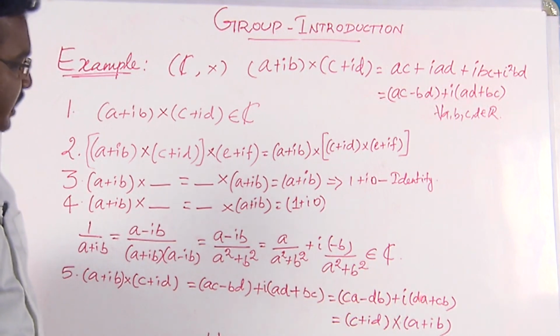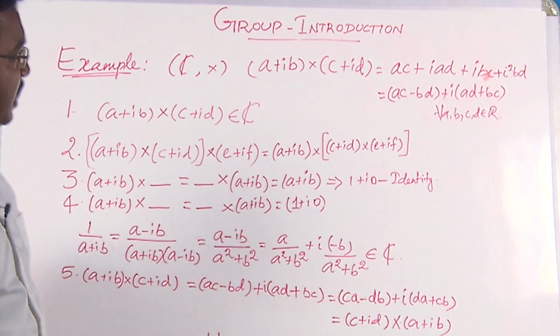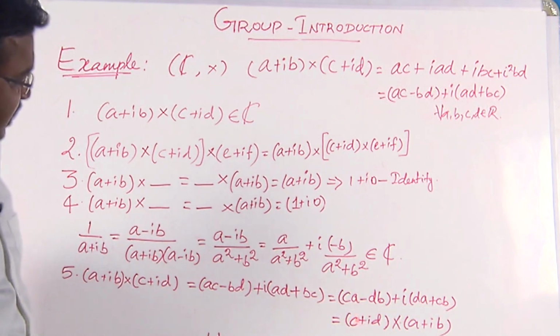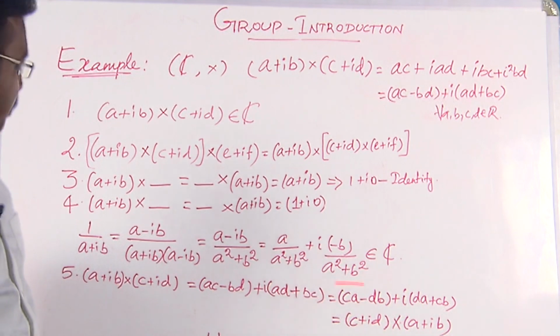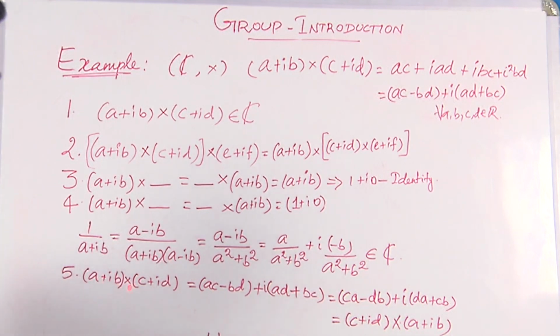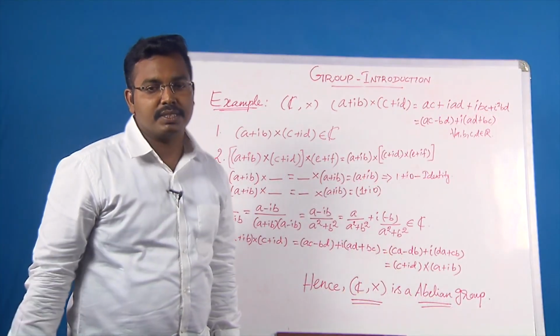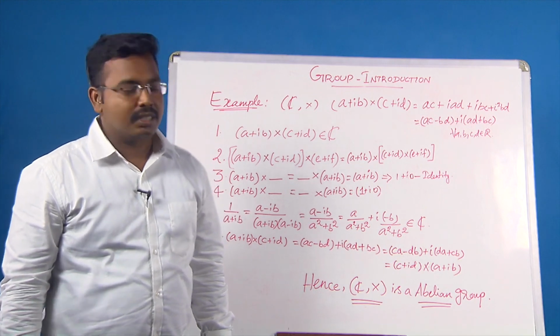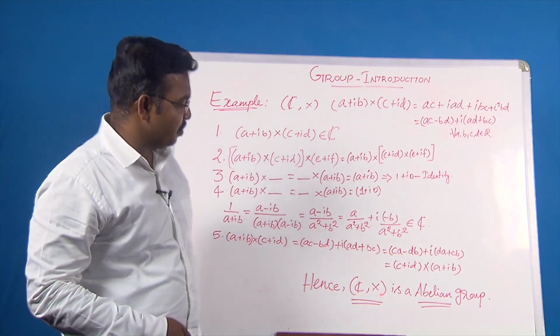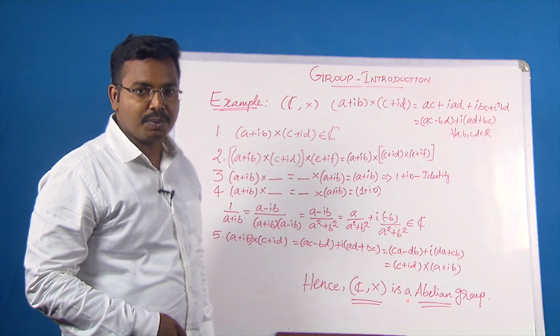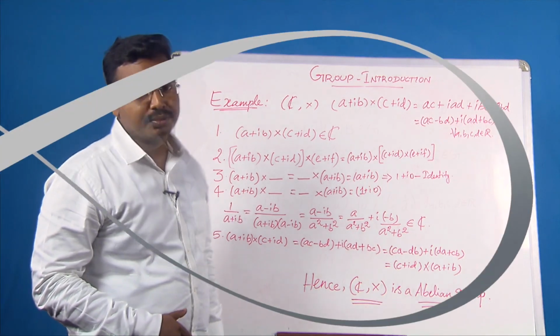Therefore, i into da plus cb. So, now again we would like to go from the product to the definition, which means c plus id into a plus ib. Therefore, a plus ib into c plus id is always equal to c plus id into a plus ib. Therefore, complex multiplication is commutative. Hence, the set of all complex numbers together with the operation complex product is an abelian group.